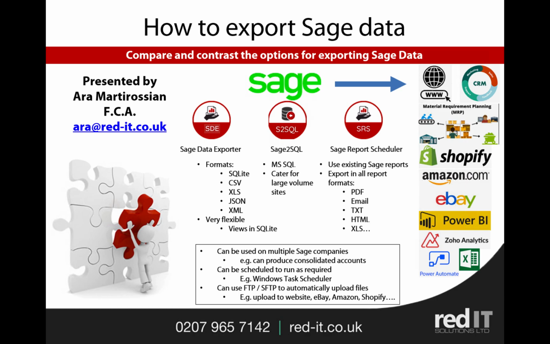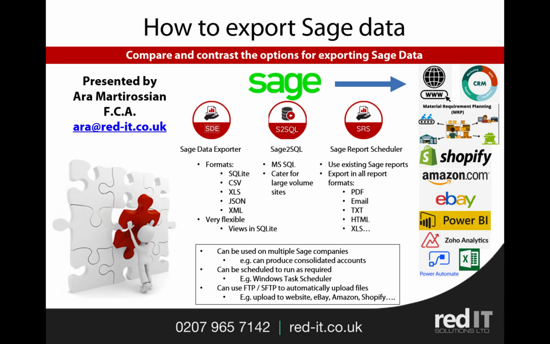Our third and final product is called Sage Report Scheduler. Now, what Sage Report Scheduler allows you to do is to use your existing Sage reports, which means you don't have to go and rewrite them. But what it allows you to do is to run those reports without being logged into Sage. So you can put it on a schedule and get it done every night. So for example, if you want to send your departmental profit and loss to all your department managers overnight, you can do that on a schedule. You can also export in all the normal report formats that Sage Report Writer supports, and we'll have a look at that in a minute.